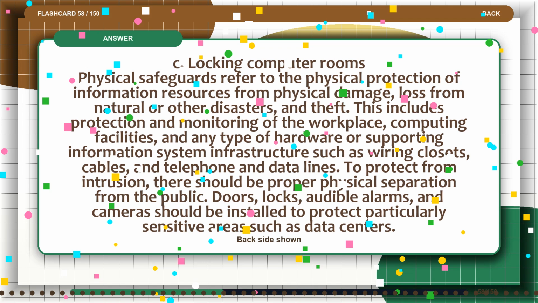The answer is C. Locking computer rooms. Physical safeguards refer to the physical protection of information resources from physical damage, loss from natural or other disasters, and theft. This includes protection and monitoring of the workplace, computing facilities, and any type of hardware or supporting information system infrastructure such as wiring closets, cables, and telephone and data lines. To protect from intrusion, there should be proper physical separation from the public. Doors, locks, audible alarms, and cameras should be installed to protect particularly sensitive areas such as data centers.